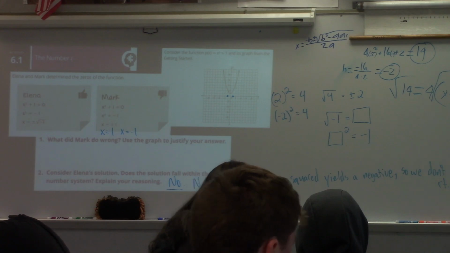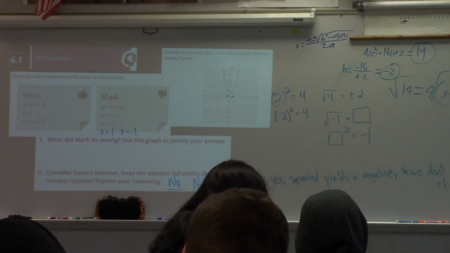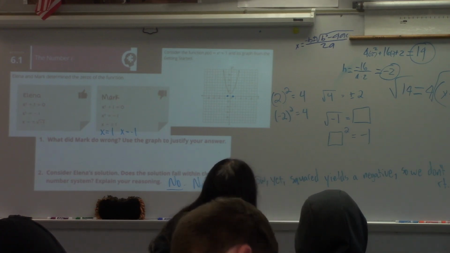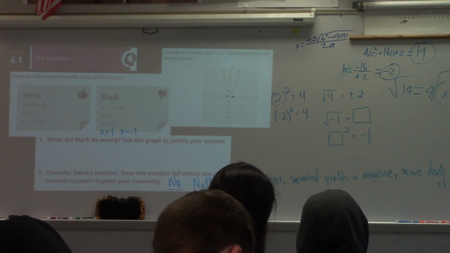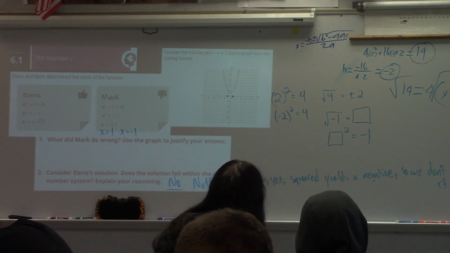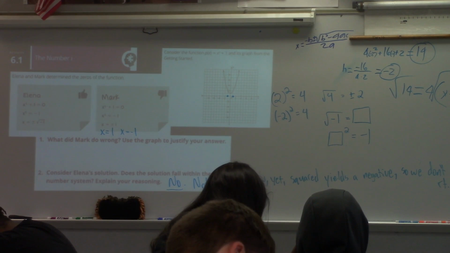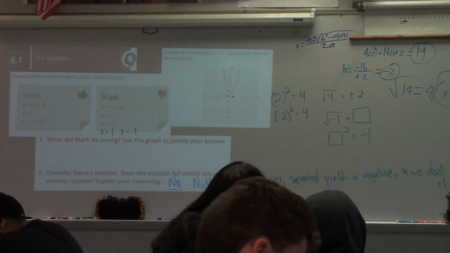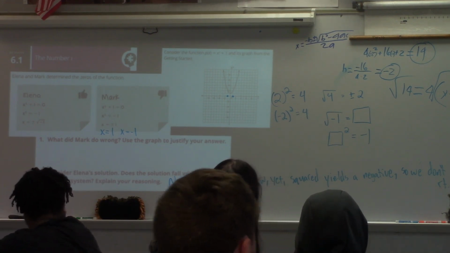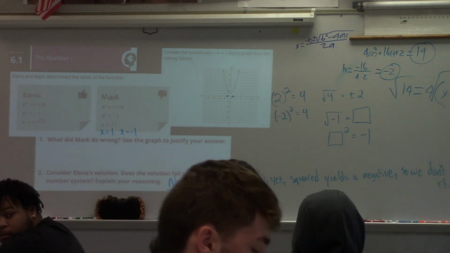No, nothing we know yet squared yields a negative. So we don't know the square root of a negative. The whole idea is that we don't know anything squared to get a negative. So we don't know that square root yet.